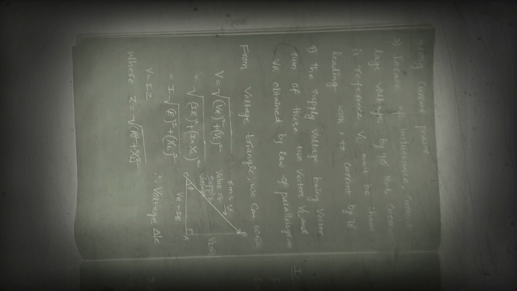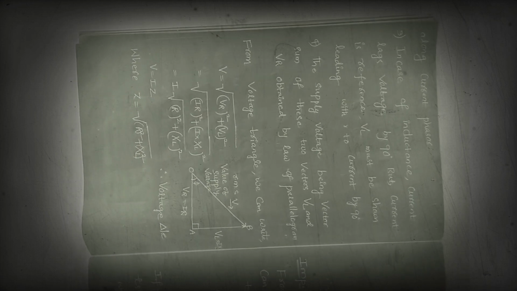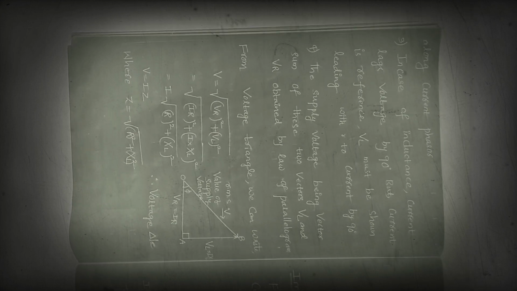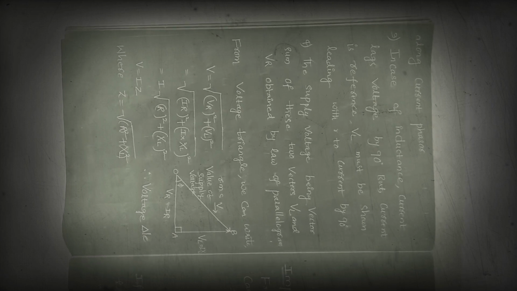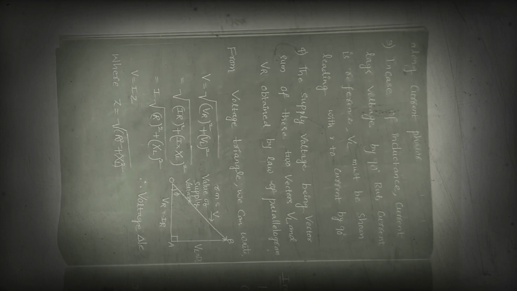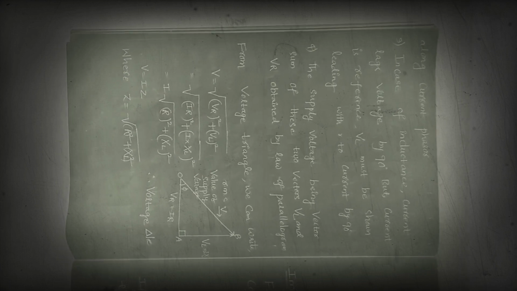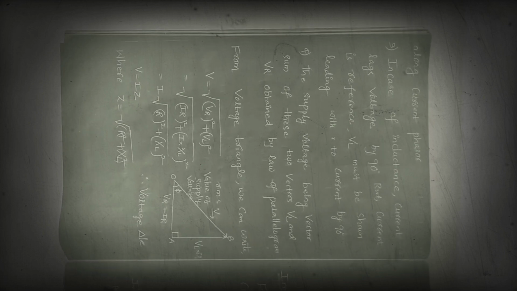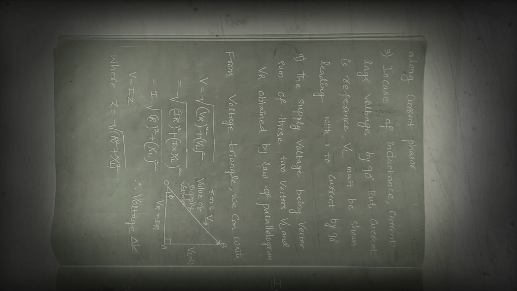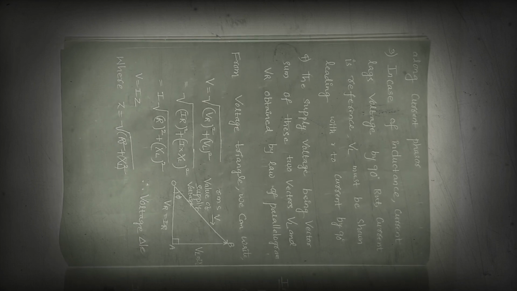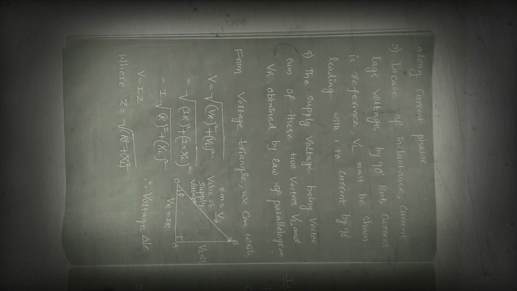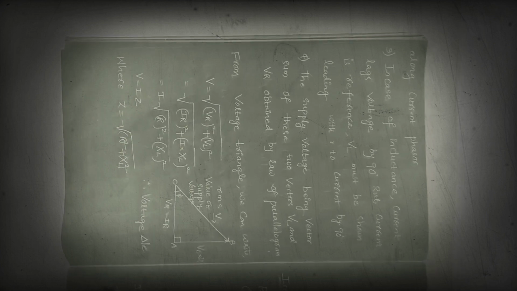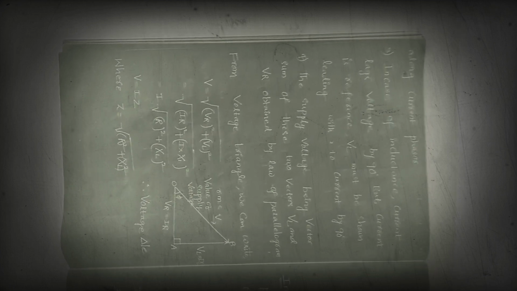From the voltage triangle we can write V is equal to square root of VR square plus VL square. You can see the voltage triangle on the right side. Here the x-axis is VR, the y-axis is VL, and the hypotenuse is V. So V is equal to square root of VR square plus VL square, and I can write VR as IR and VL as I into XL. Taking I common, therefore square root of R square plus XL square.